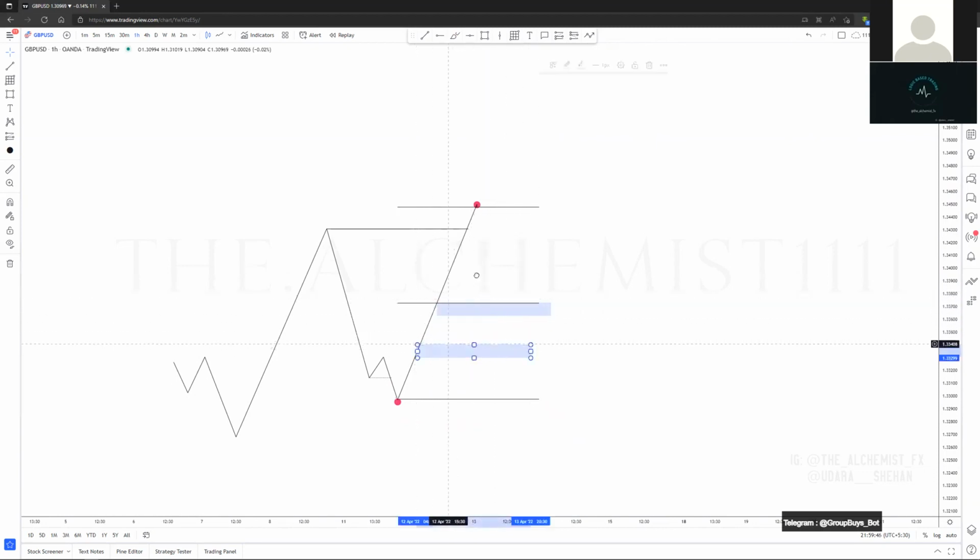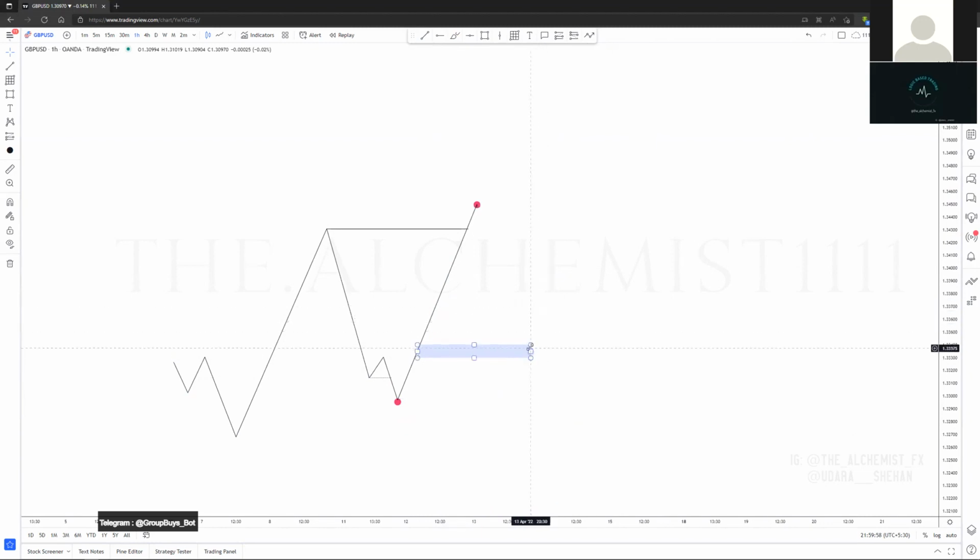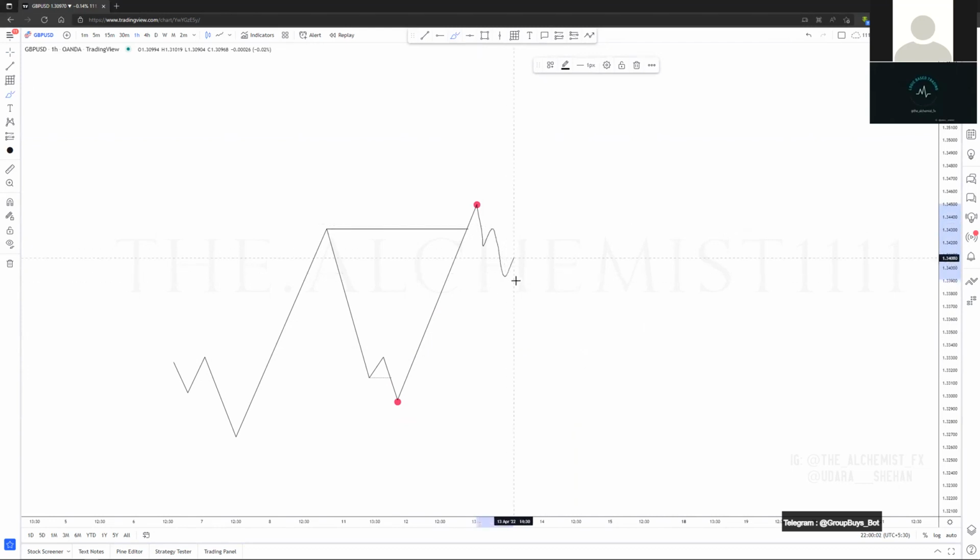So we will not be looking for a point of interest at a premium price to buy. We're not going to do that. We will not be buying from a premium price. We'll be only buying from somewhere around here. Let's say we mark that out and the market started retracing.